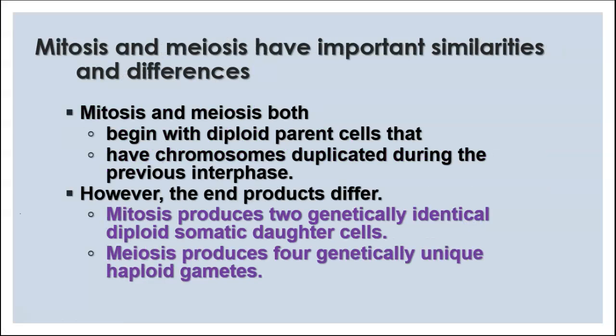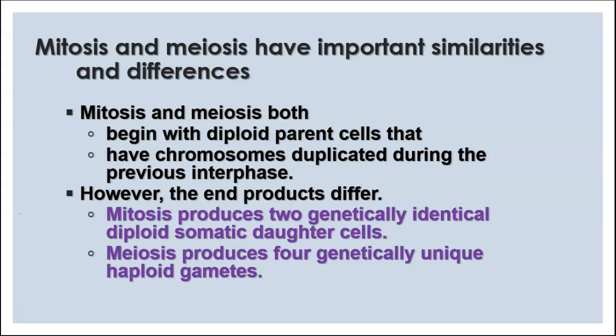The big thing to remember is that there are definitely similarities between mitosis and meiosis, but there are definite differences between them as well. They both begin with a diploid parent cell, and the chromosomes have duplicated during the previous interphase. But the end products are very different. In mitosis, we have 2 genetically identical daughter cells that are diploid, and they're somatic cells. That means they're body cells. Whereas meiosis produces 4 genetically different, genetically unique haploid gametes.